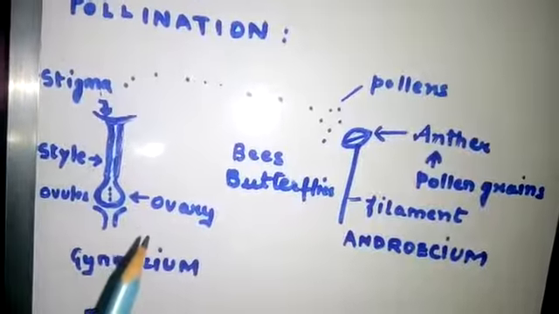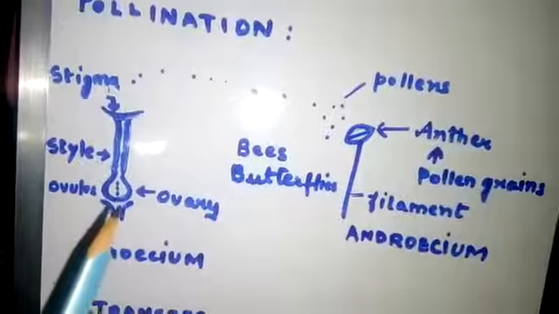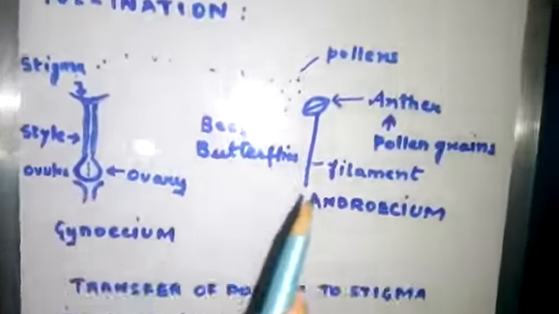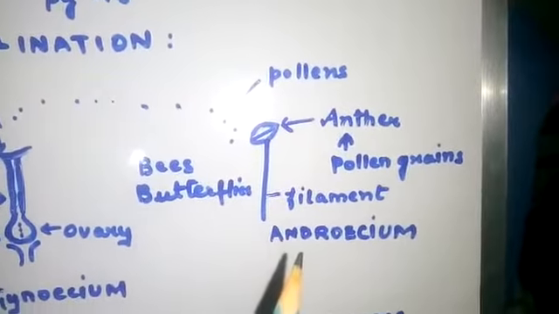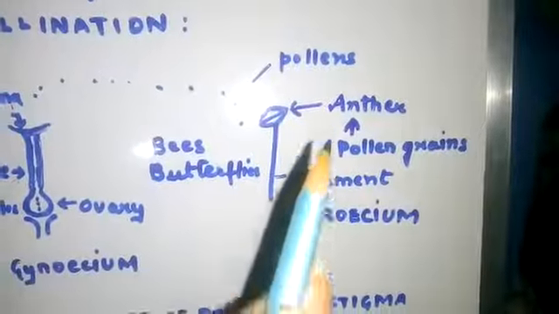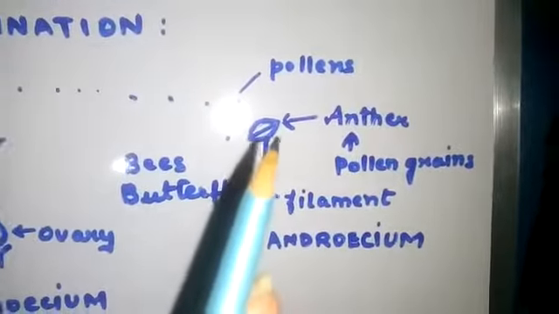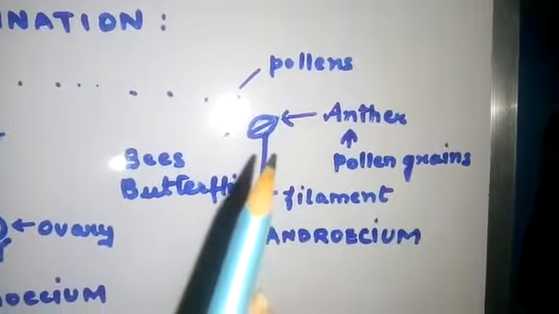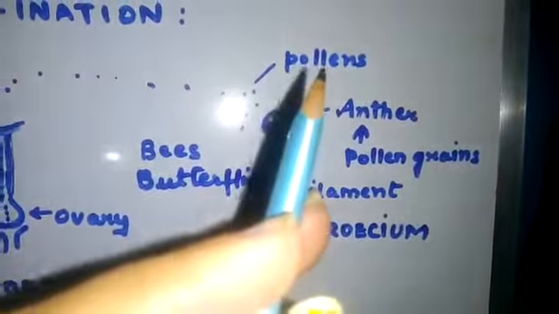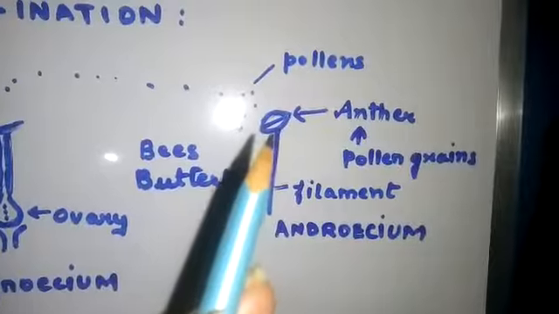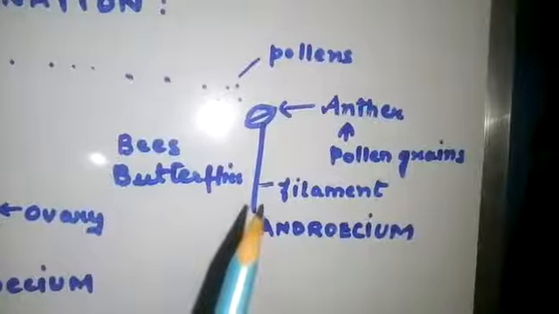The female reproductive organ is the carpel or pistil. Now come to the male reproductive organ, which is the androecium. What is the part of the androecium? The androecium is the stamens. Now the stamen has an upper lobed part, that is the anther. Now what does the anther contain? The anther contains pollen grains, and the stamen has a filament also, a slender stalk-like structure.